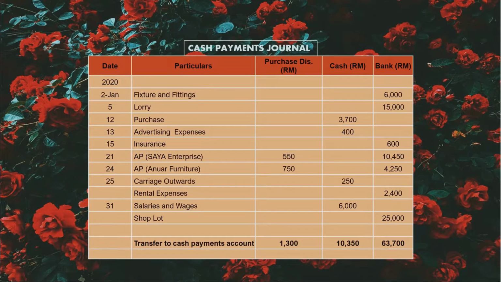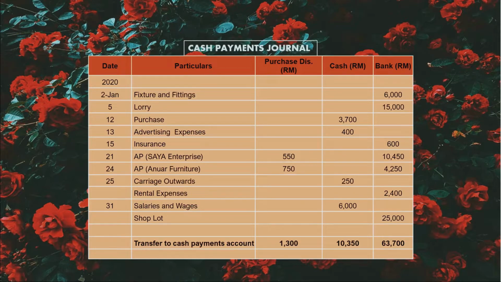On 21 January, full payment was made to Saya Enterprise. The discount received was RM550 and the payment made by cheque was RM10,450. The business also settled Anwar Furniture for the credit purchase made on 17 January.